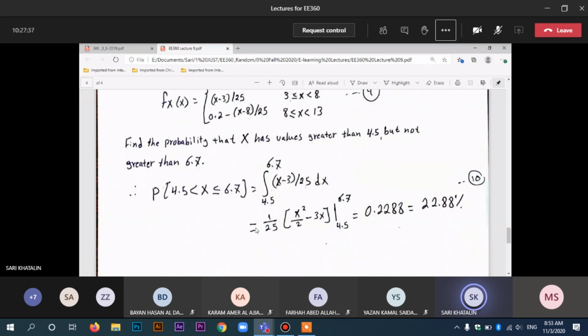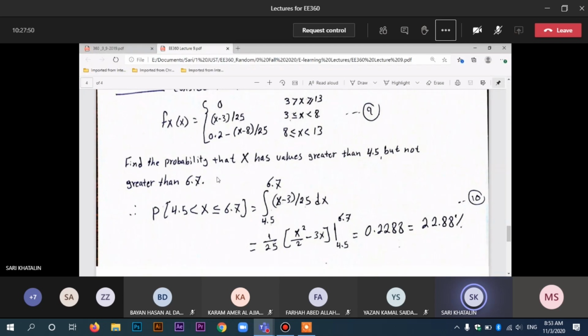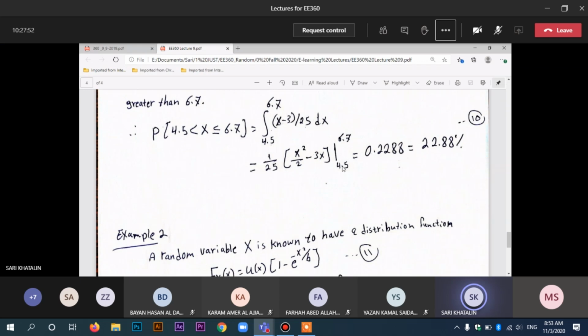That's it. This is a simple example, but all we need to do is apply the property we just learned. We need to determine which one of these 3 parts of the PDF we need to take to do the integration. Obviously, after we do the integration, you see that the probability is equal to 22.88%.